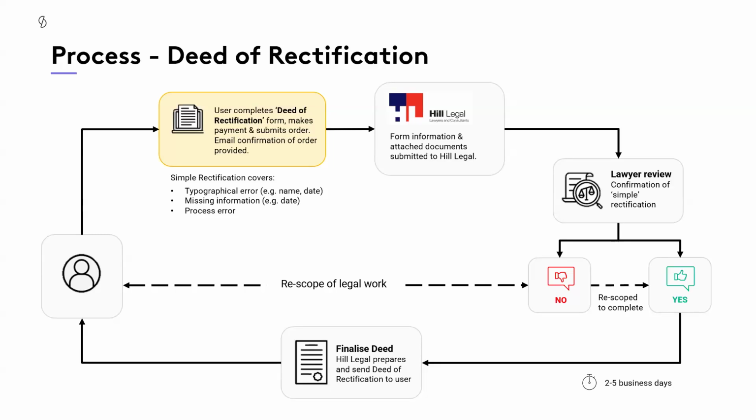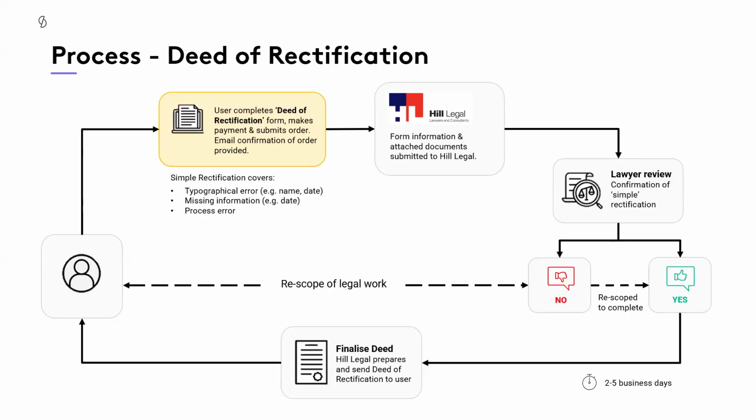Now, it is not going to naturally generate an order like it does for our other documents that we have on the platform, but you will get an email confirmation of the order that's been done. And then that information is then going to be passed across to Hill Legal, okay? And what that ultimately means is that we pass that information across to Hill Legal, information about the entry, information about the fund, all the data that you have provided, including the attached documents.